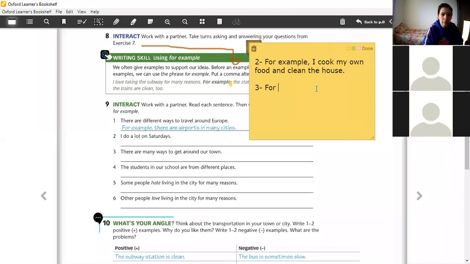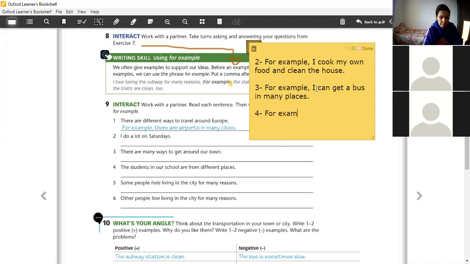Number 3, there are many ways to get around town. Lembrando? For example, I can get a bus in many places. Pronto. Awesome, very good.